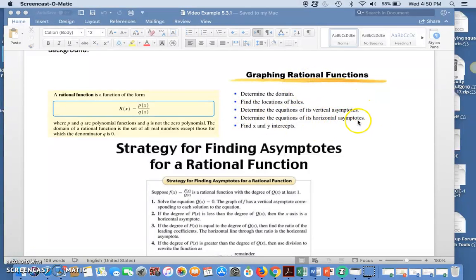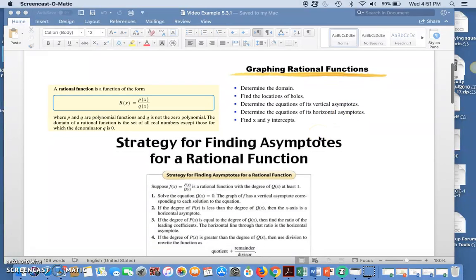The horizontal asymptotes, it just depends. If the bottom has the largest power, your horizontal asymptote is the x-axis, or y equals 0. If the powers are the same, then you have a line y equals the coefficient of the numerator over the coefficient of the denominator, just a constant term. And if the top is the highest, you don't have any horizontal asymptotes. You might have an oblique asymptote, which we'll talk about a little bit too.